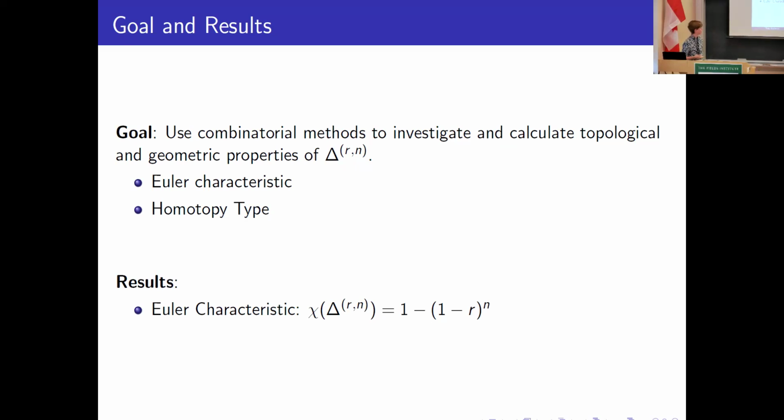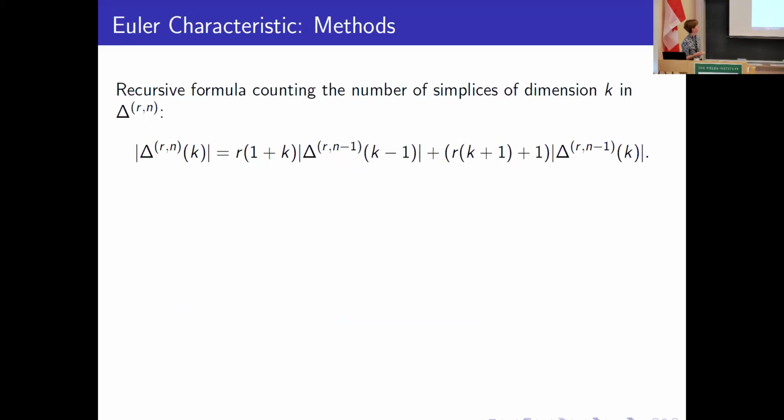I don't quite have a result on homotopy type, but in my thesis, I did discuss a conjecture as well as two possible approaches that we might use to prove that conjecture. So with any remaining time, I'm just going to very briefly go over some of the methods we use to get the Euler characteristic. First, we started out with this recursive formula.